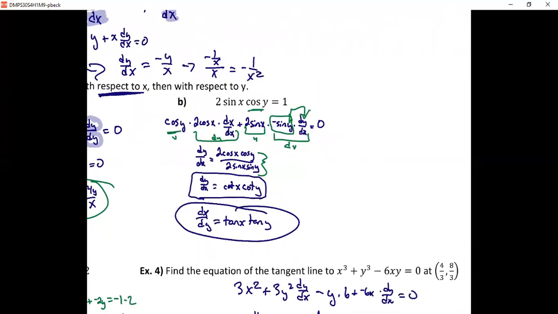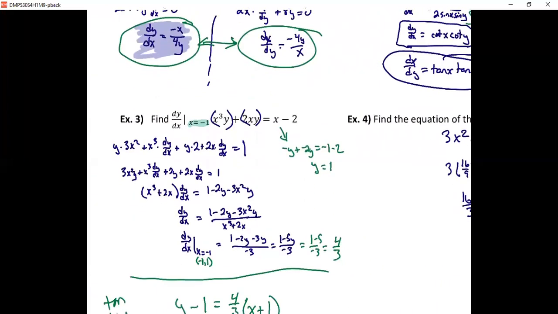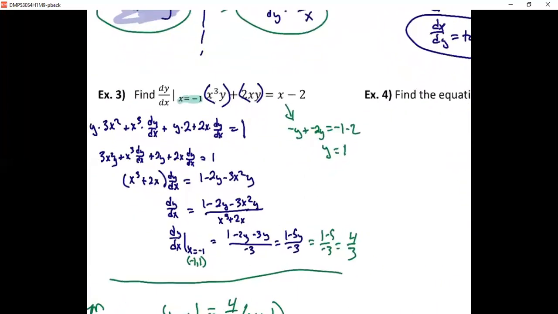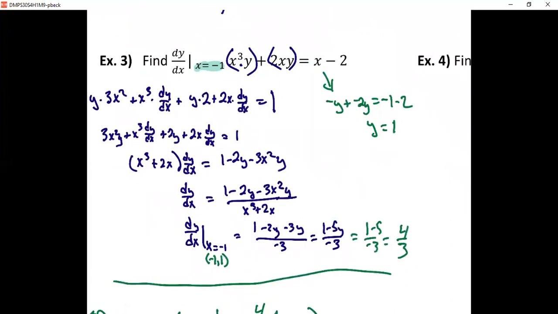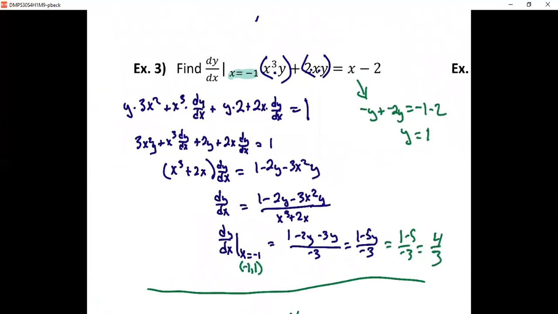And feel free to check that on your own. Example number 3. With example number 3, what we should notice is we have 2 distinct terms. And with these 2 distinct terms, we're going to end up with 2 product rules.